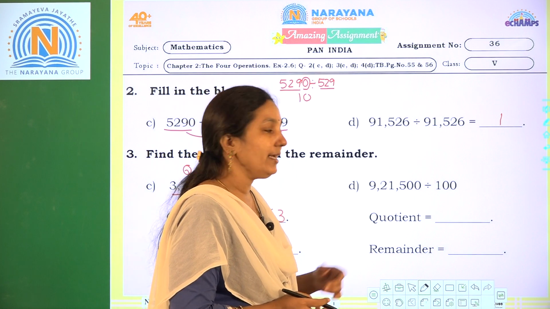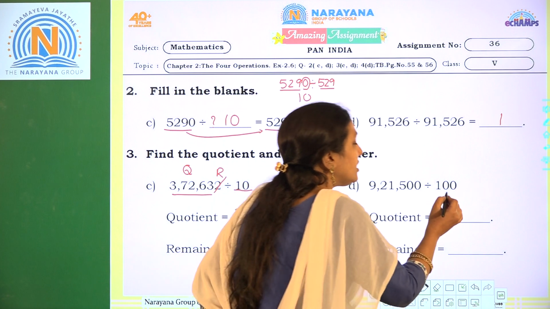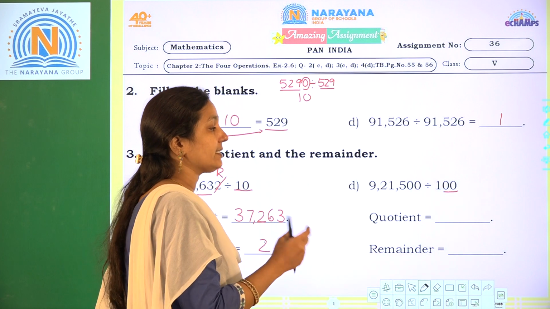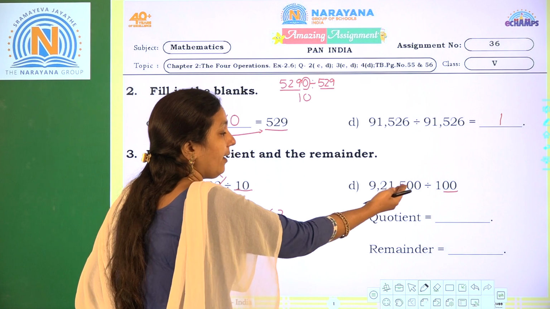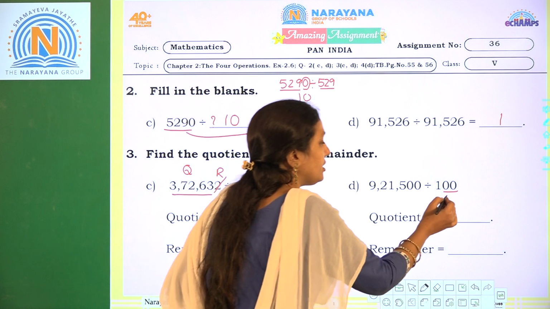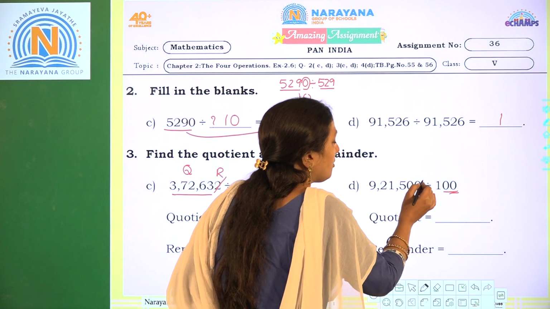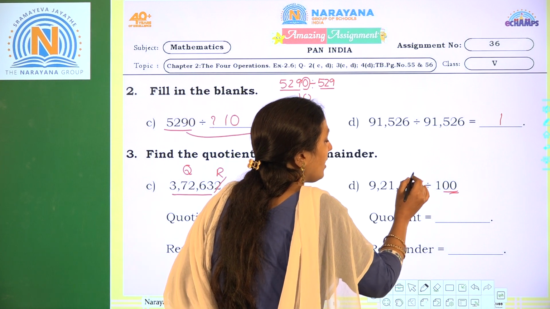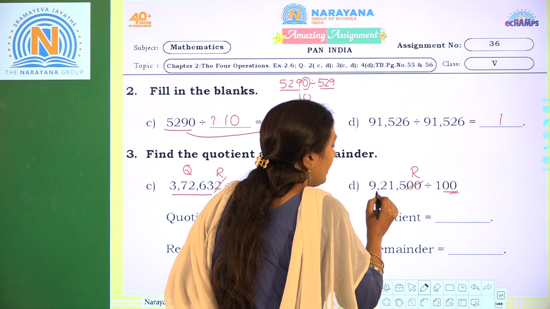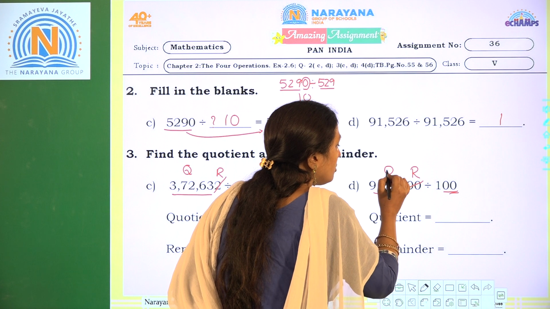9,21,500 is divided by 100. So how many zeros are there here? 2 zeros. So how many digits we have to remove in the given dividend? 2, because here 2 zeros are there. These 2 places we have to remove. That will be considered as the remainder, and the remaining digits will be the quotient.